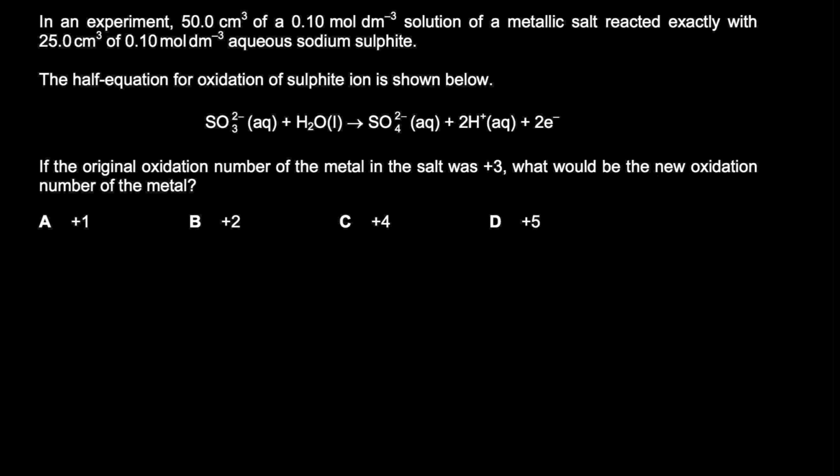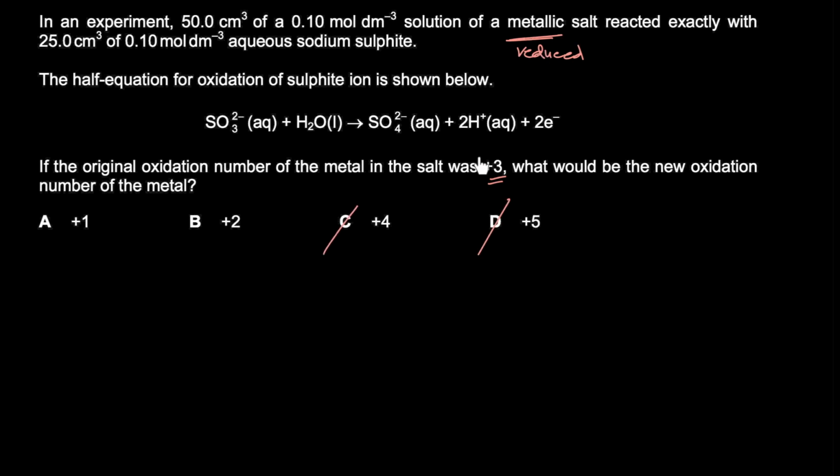Now in this question, they've mentioned that we have the oxidation of sulfite taking place. That means that sulfite is the reducing agent, it's undergoing oxidation, and because it's the reducing agent, the metal is being reduced. The metallic salt is the oxidizing agent, it's oxidizing the sulfite. Now if it's being reduced and its initial oxidation number is plus 3, that means that the final oxidation number has to be plus 2 or plus 1. It cannot be C or D. So we can eliminate those options.